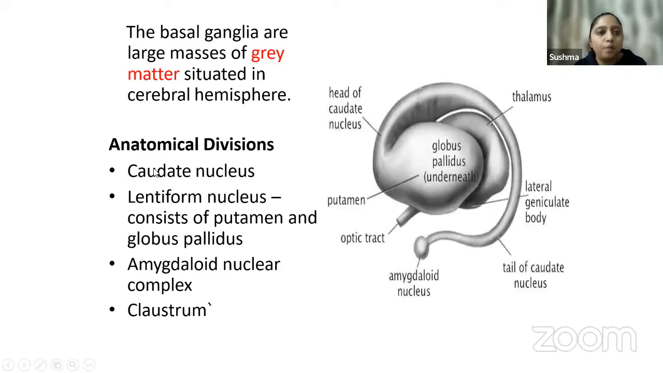Okay. Then let us go to the basal ganglia. Now, the basal ganglia is a large mass of gray matter that is situated in the cerebral hemisphere. So, this entire structure is the basal ganglia. Now, I'm not going into the details of the physiological aspects of this because this is a physiology topic where they teach you the direct and indirect pathways and everything. I'm not going into details of that. I'm only telling the relevant anatomical aspects.